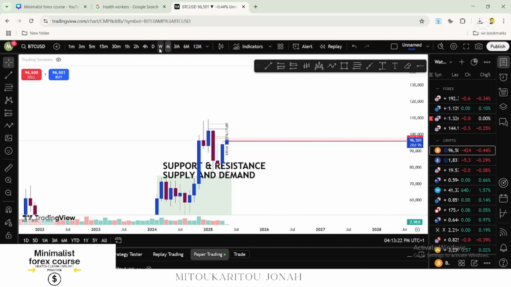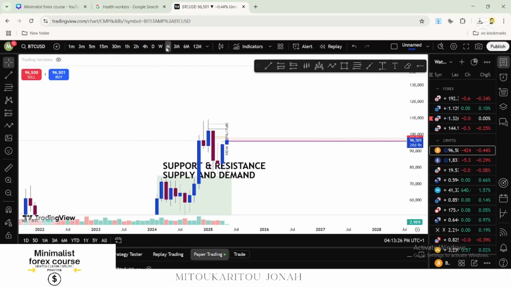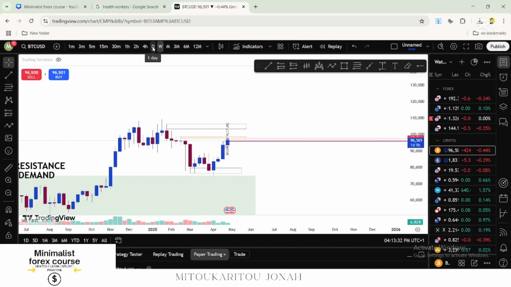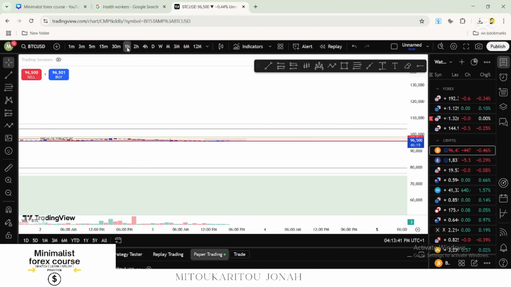So come down to the weekly, and of course you would know that inside a month there are 4 weeks. So inside every monthly candle there are 4 weekly candles. Inside every weekly candle there are 7 daily candles. Inside every daily candle, 24 hourly candles, because 24 hours make a day. So this is just how the time frames are broken down.